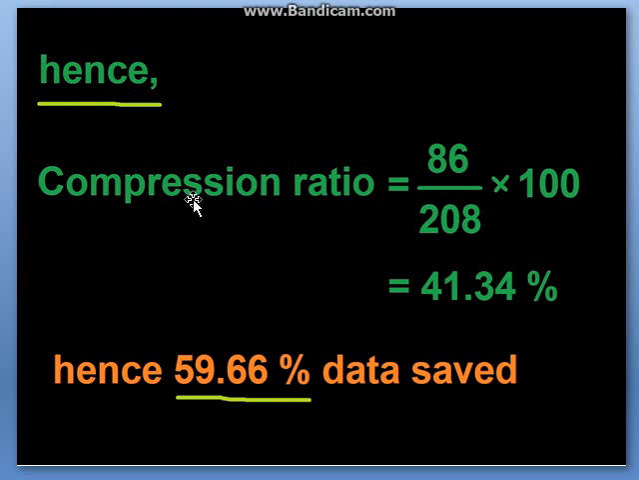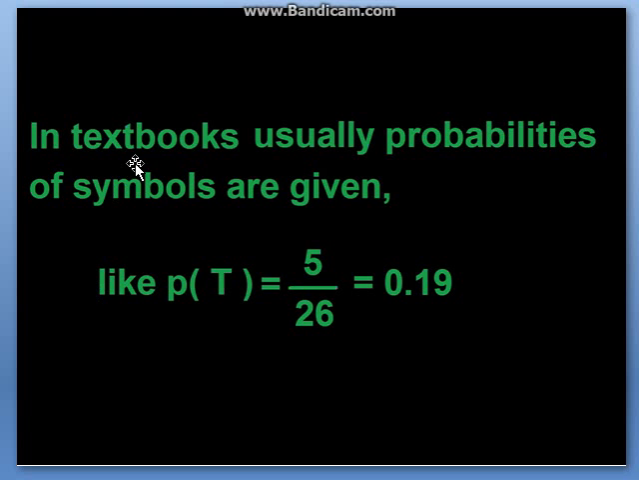Now we'll calculate compression ratio. Compression ratio can be calculated as bits before coding minus bits after coding, divided by bits before coding. So we got 41.3%. Hence almost 60% data has been saved. So here Huffman coding gives us 60% of compression, 60% of saving. Like you can compare it like earlier for a commodity you are spending 208 rupees, and now for that particular commodity you are spending only 86 rupees.